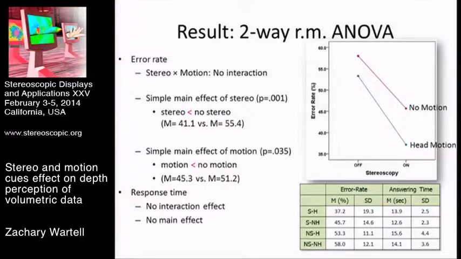There was no significant effect on response time, but in general, they varied from about 12 seconds to 15 seconds. There were some interesting trends there. Possibly an experiment with more statistical power might tease out some results, but we didn't find any statistically significant ones.